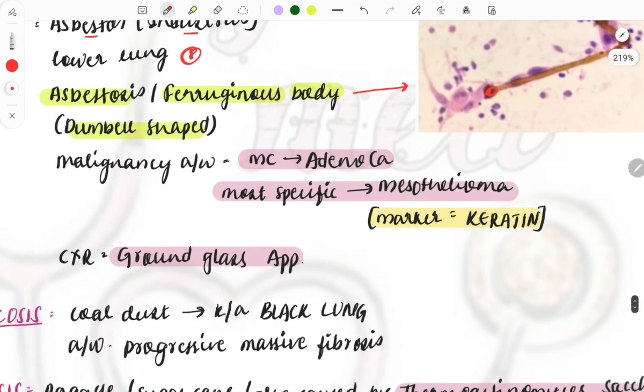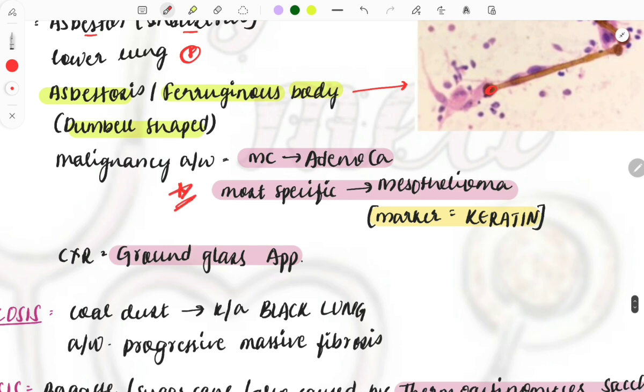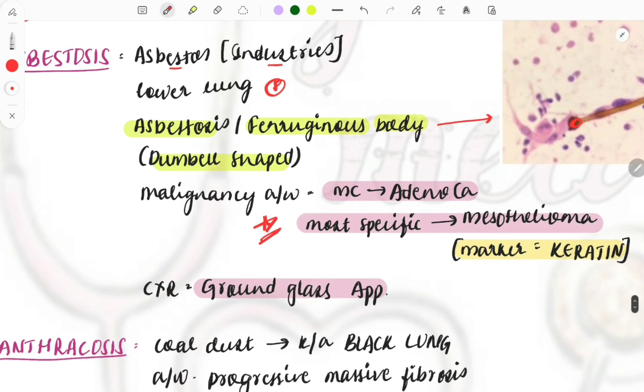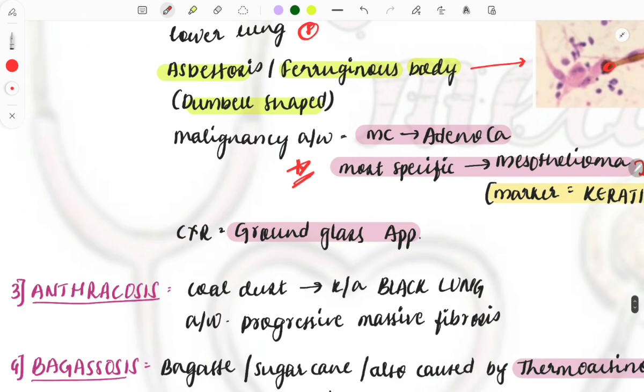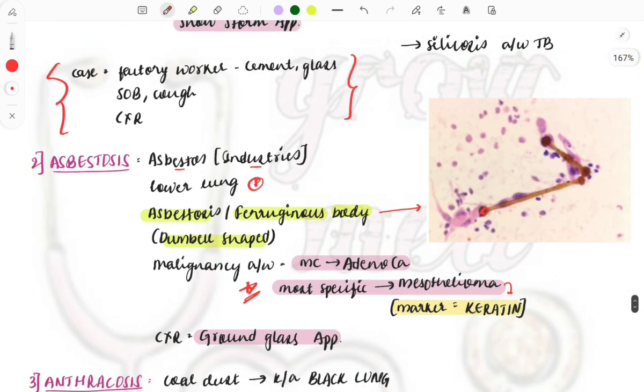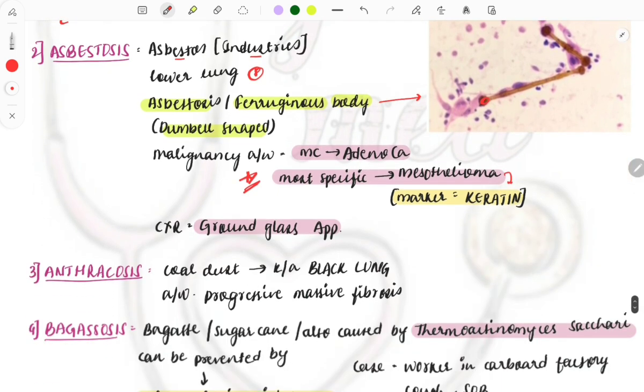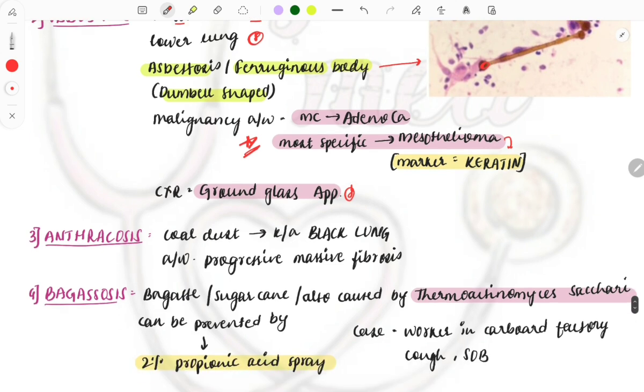Then malignancy associated. So this is an important question. Questions have been repeatedly asked on this, like the types of the malignancy. So the most common is the adenocarcinoma, whereas the most specific is the mesothelioma, and marker of this mesothelioma is the keratin. Then on chest X-ray, you can see ground glass appearance. Please do not confuse the chest X-rays, and in the question also read the question properly so that you do not get confused about what is being asked. So eggshell calcification, then ground glass appearance, asbestosis.